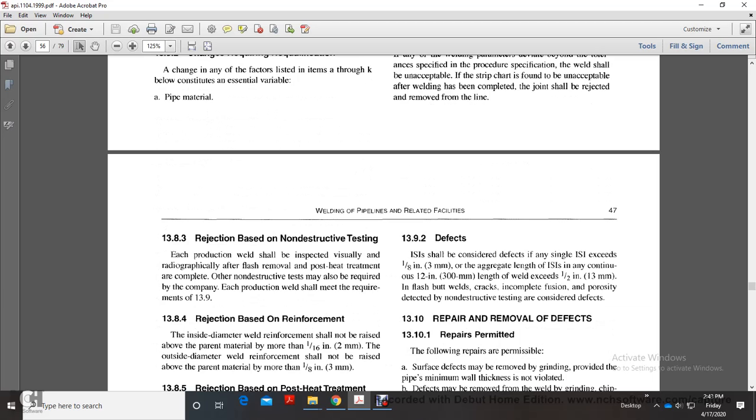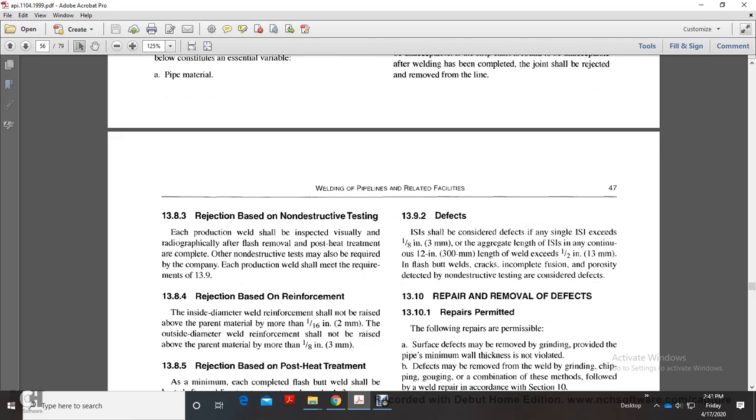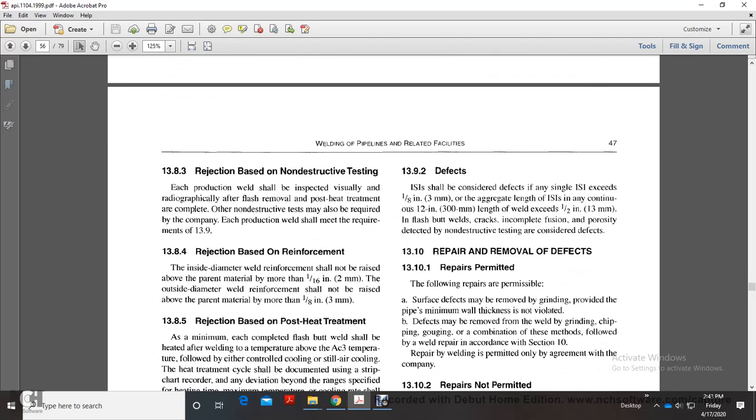13.8.3, Rejection based on non-destructive testing. Each production weld shall be inspected visually and radiographically after flash removal and post-heat treatment, and with any other non-destructive test that may be required by the company. Each production weld shall meet the requirements of 13.9.